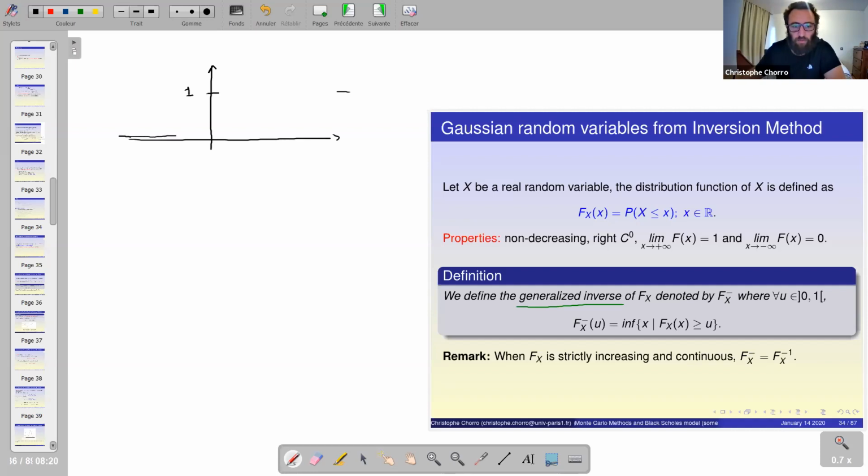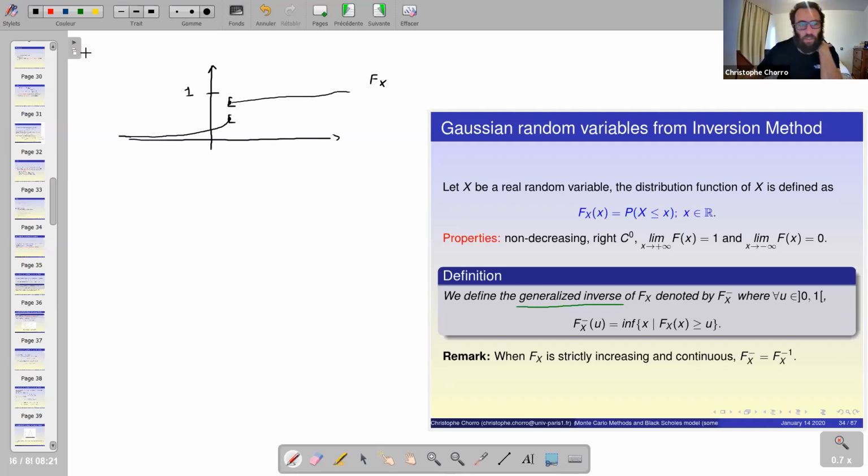So I will start by being strictly increasing, and here I will suppose in this example that I have one jump, one jump this way, for example. So you have here an example of something that can be a distribution function. Just be careful, I need to be right continuous, so I will have something like this here and something like this here.